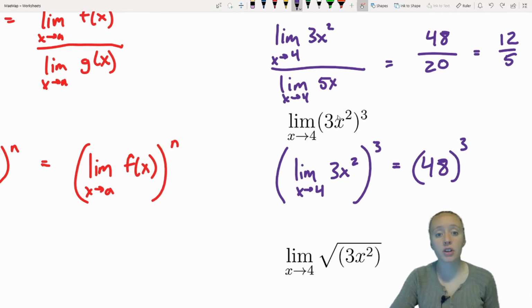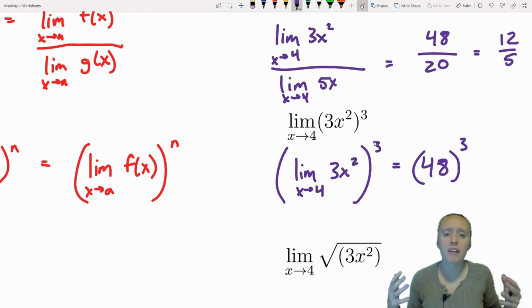we'd have 3 cubed, which would be 27, times x squared cubed, which would be x to the 6th. So that function would be 27x to the 6th inside of there. See what happens when you plug in 4 for that limit. You'll get the same exact answer. But again, like I mentioned up above, imagine if this was a long polynomial. Cubing a polynomial, depending on its degree, could be very tedious.